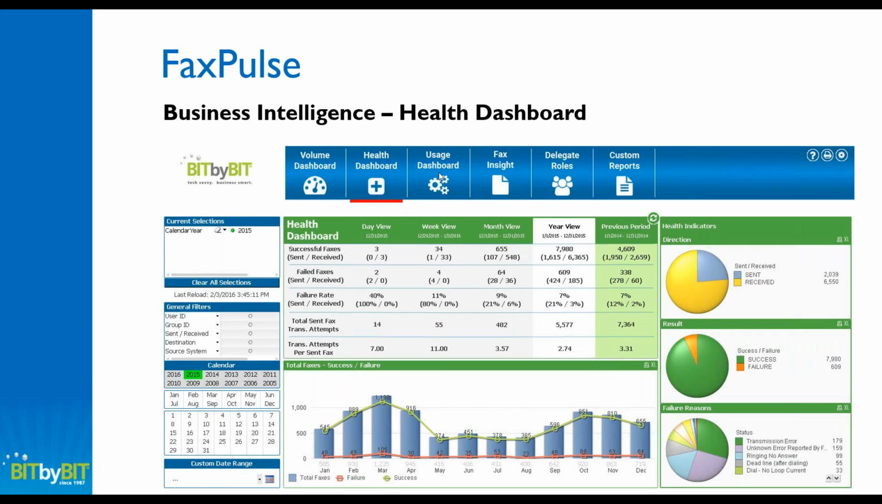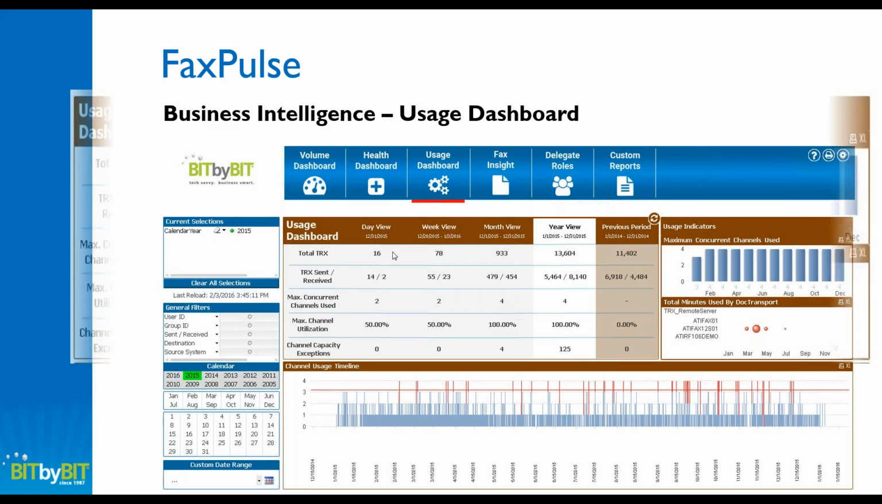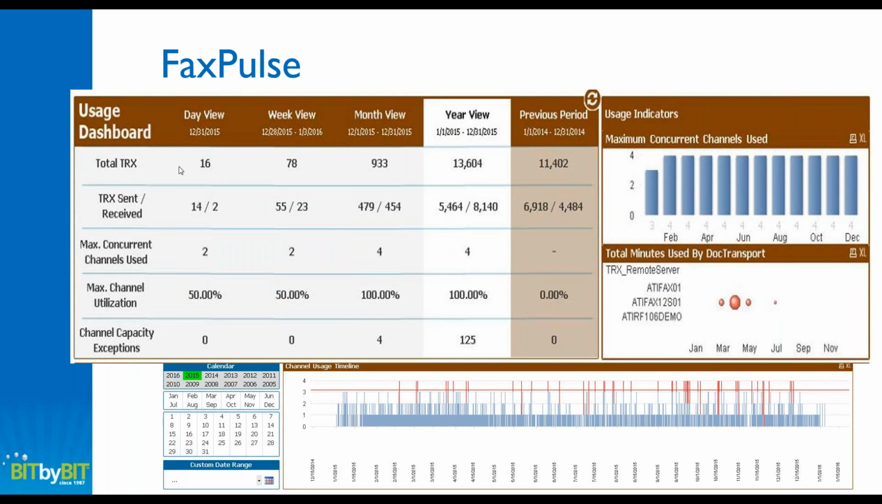I'm going to swing over to the third tab, which is the usage dashboard. So usage is showing you information on channel utilization and trends. So taking a closer look at the dashboard, you can see the total transmission was 16. In this case, it's a 4-channel server. The maximum channels used for the day were 2, so it's 50% utilization. But if you look at the month or the year, you hit it where all 4 channels were in use.